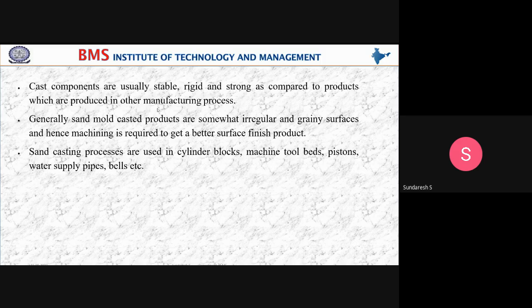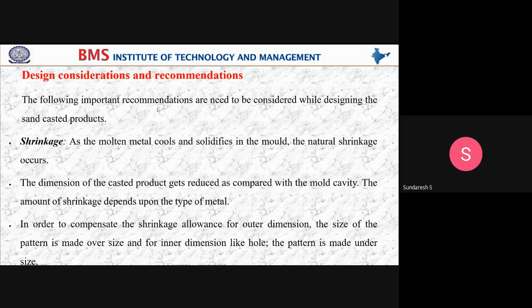So I just wanted to add some more characteristics of the sand casting process. Now let us start with the very important thing for us, design considerations and recommendations.